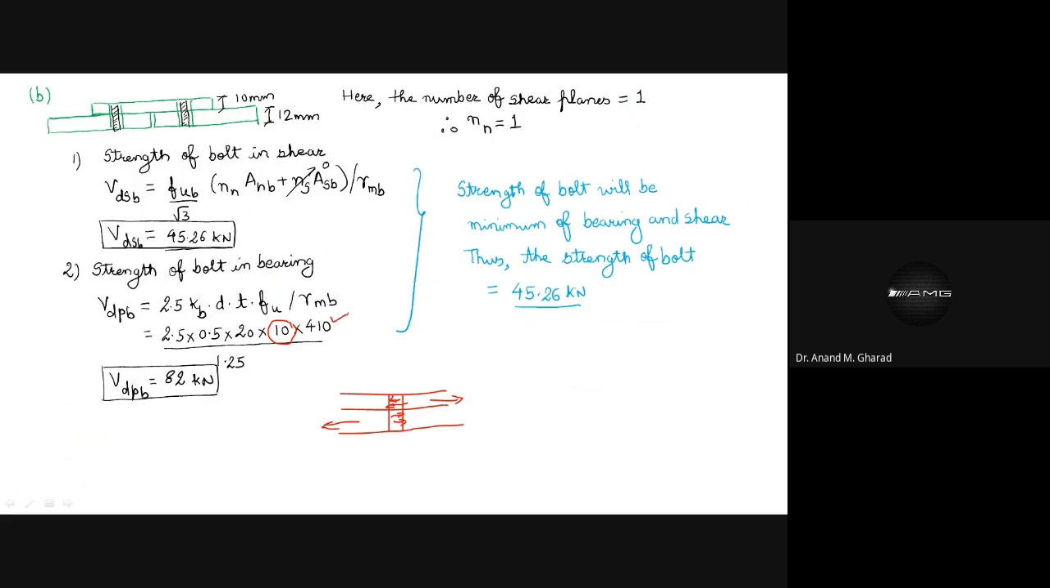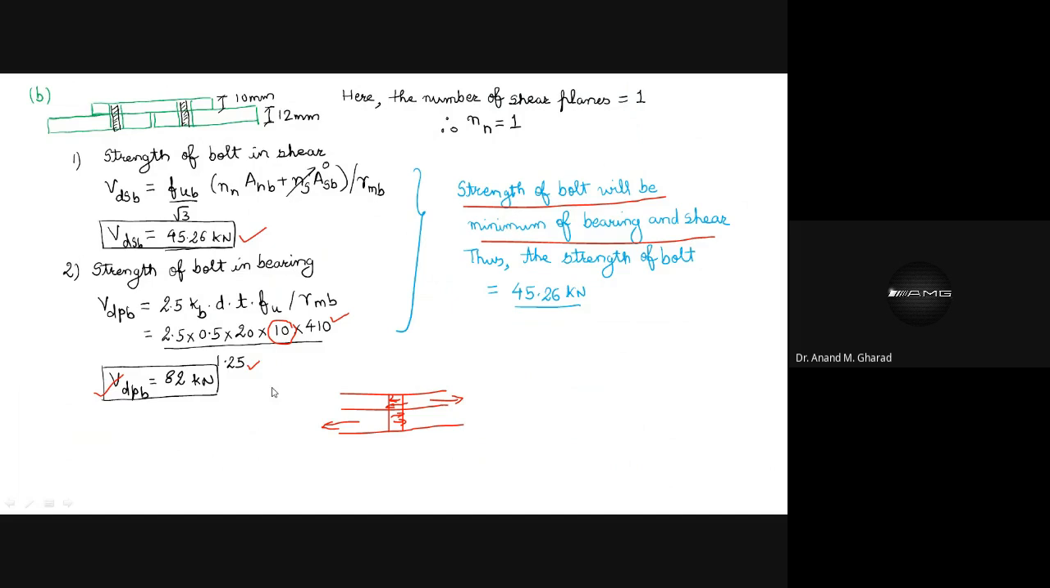410 is the FU value. Gamma MP is 1.25. From here you get the VDPB value. Again, the strength of the bolt will be the minimum of bearing and shear, which comes out to be this value. Got it? Isn't this simple? Right?